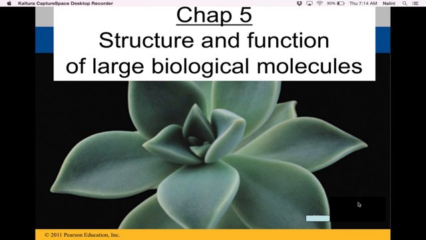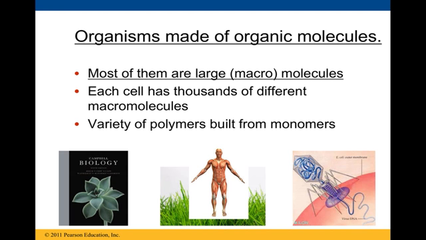Chapter 5, Structure and Function of Large Biological Molecules. Organisms are made of organic molecules. Organic molecules are the molecules which are made of carbon, hydrogen, and other elements. So I want to give you a glimpse of what we are going to learn in this chapter. Don't think that organic molecules are found only in organic substances and we are purely organic, nothing else.